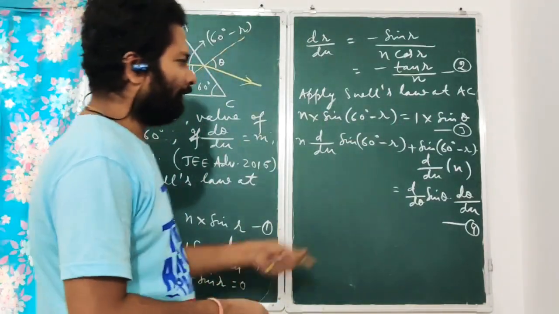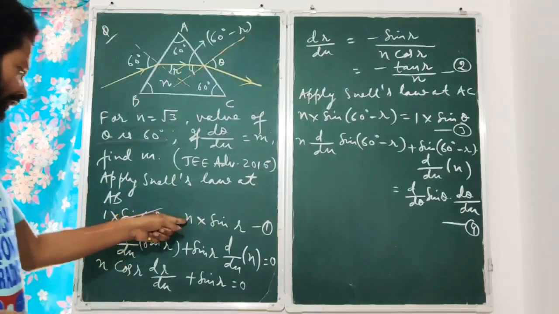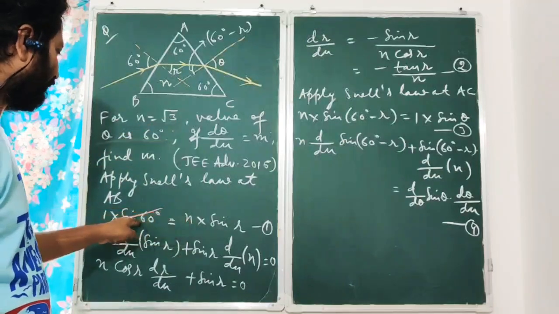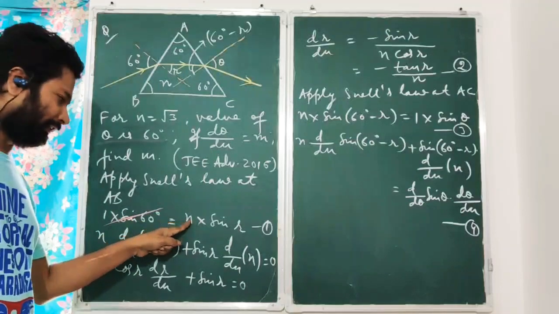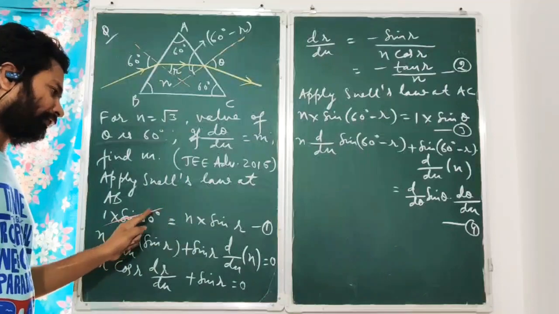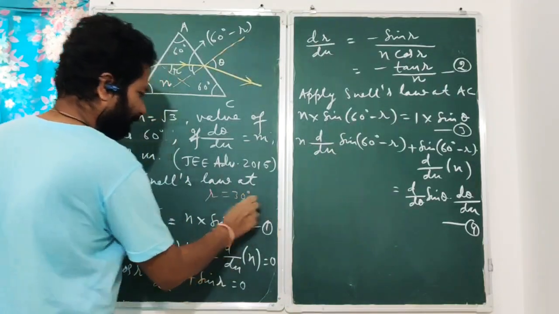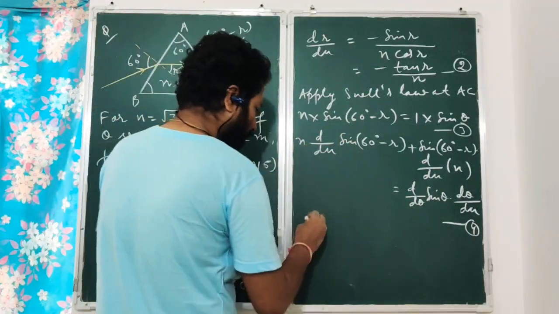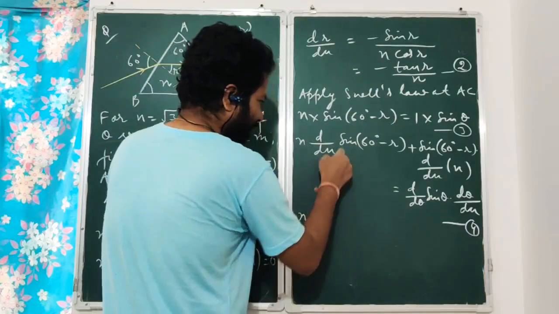Now let us try to find out the value of r. From the first equation, it is given in the question that n is equal to root 3 sine of 60 degrees. Sine of 60 is root 3 by 2, and here you have root 3, so root 3 will get cancelled. So sine r will be equal to half. So what is r here? r becomes equal to 30 degrees. Once you have determined the value of r, we can put it here. Not now, we will put it later, first we will differentiate it.